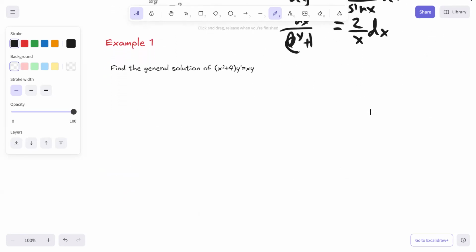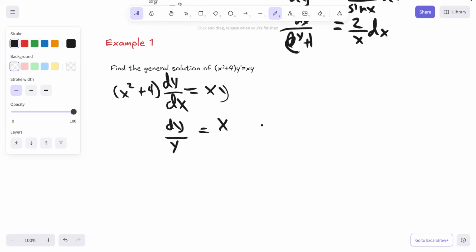So for our example here, we want to find the general solution of x squared plus 4 y prime equals xy. First thing we're going to do is rewrite the y prime as dy dx. And then we'll separate the variables. We'll divide that y to the left side, multiply the right side by dx, and divide by the x squared plus 4. So we've separated the variables.